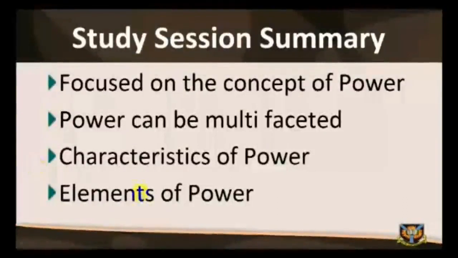Some of the characteristics of power include the following. Power is dynamic. Power is relative. Power is situational. Power is relational. Power is both subjective and objective. The elements of power include geography, people, economy, technology, military capabilities, and quality of political leadership, public morale, and information and communication technology.